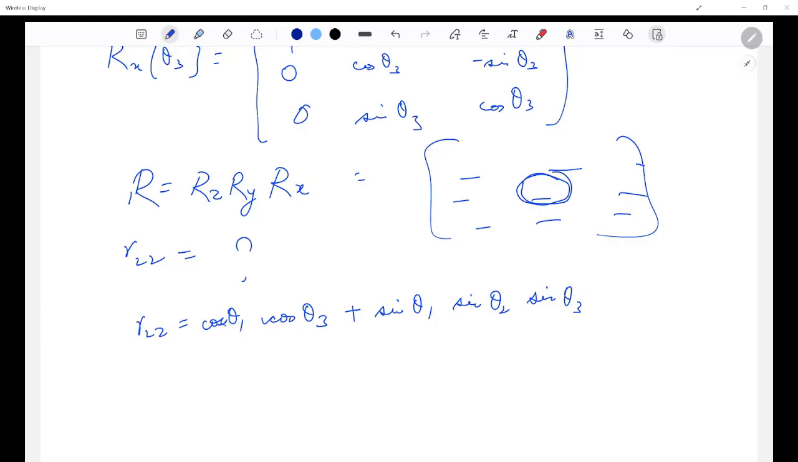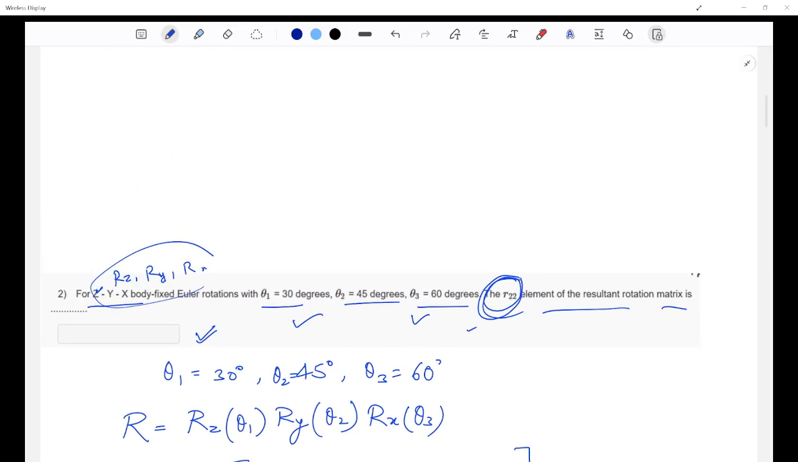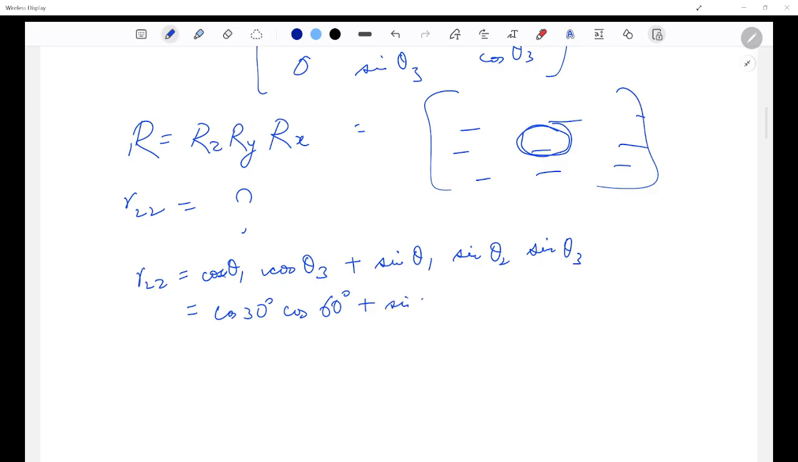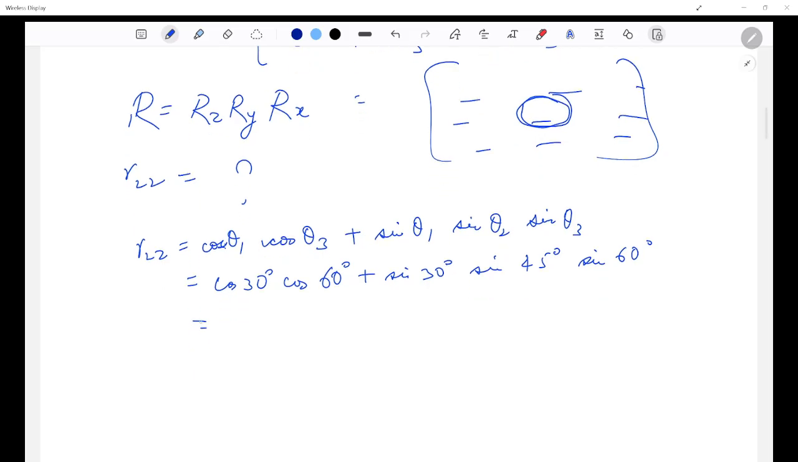Okay. So then you can substitute the values of theta 1, theta 2 and theta 3. Theta 1 is 30 degrees, theta 2 is 45 degrees, and theta 3 is 60 degrees. So you get cos 30 cos 60 plus sine 30 sine 45 sine 60. You just have to substitute these terms and come up with an answer. What is it, you can tell me.